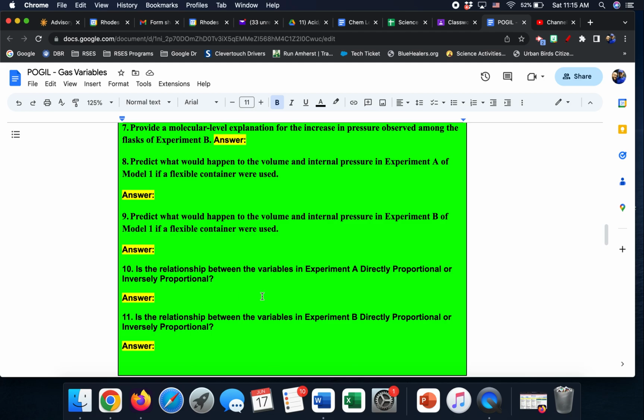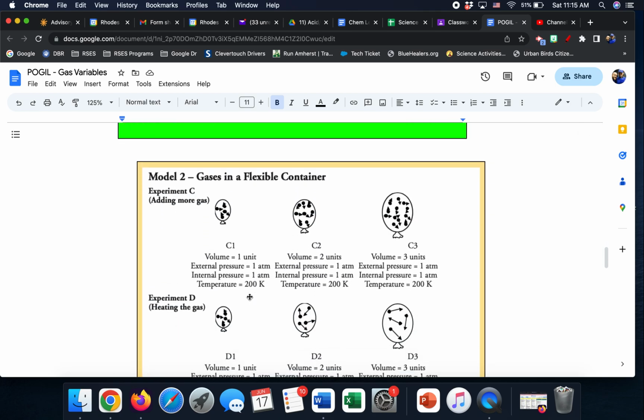And 10 and 11, again, same question, except 10 is for experiment A and 11 is for experiment B. Is the relationship between the variables being tested directly proportional or inversely? In other words, do both variables go up or down together? That's a direct proportion. Or does one go up and the other go down? That would be inverse.